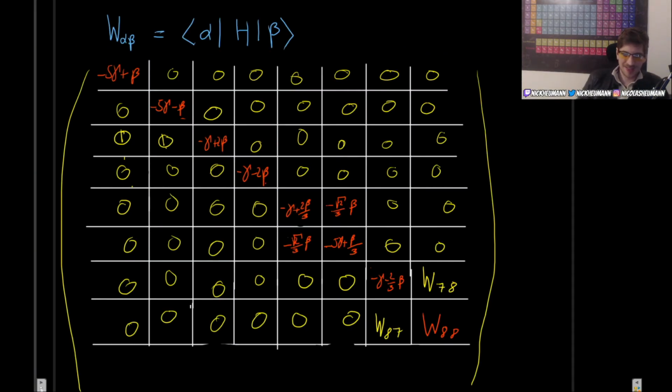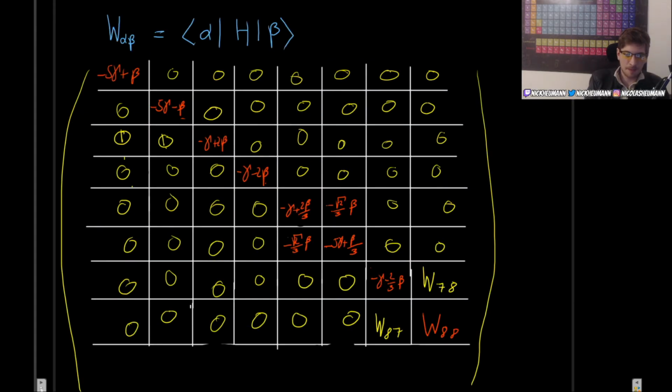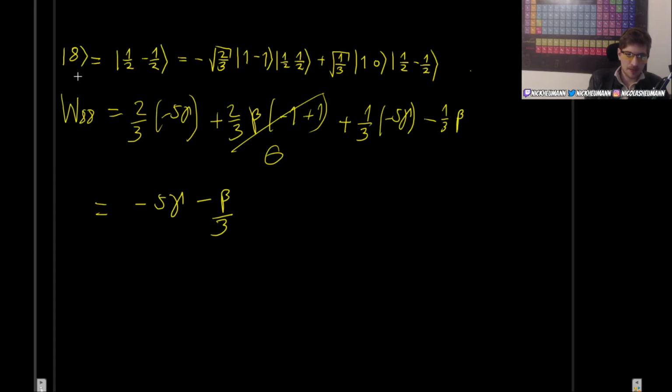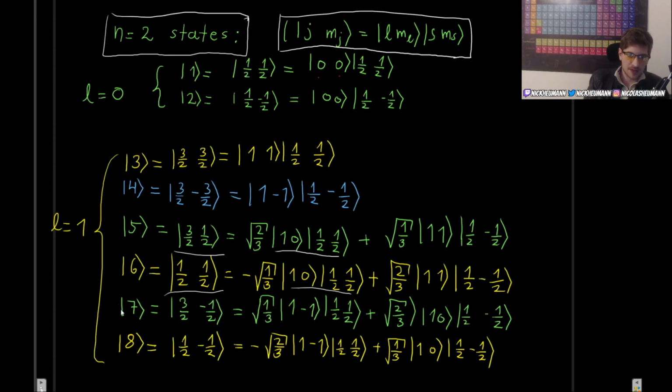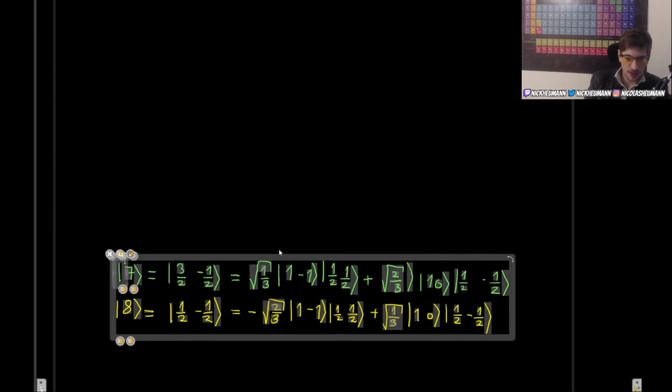All right, I fixed it. So we wanted to plug this value in. So minus 5 gamma minus beta over 3, I believe. Actually, I already forgot. I should double check. But let's see. Minus 5 gamma minus beta over 3. Let me double check. Minus 5 gamma. Yes. All right. So the last one that we have to find is W78 and W87. So let's do that immediately.